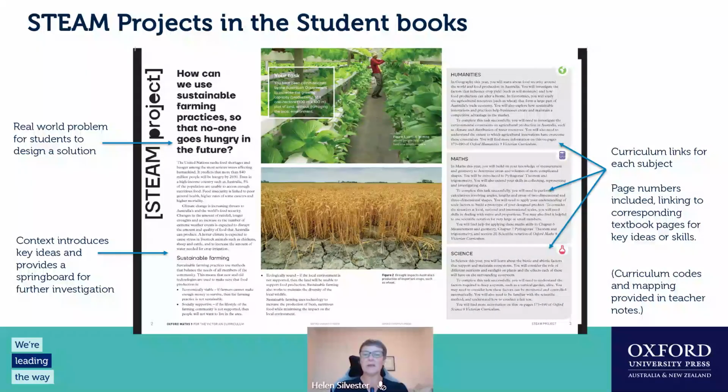So the goal was to make it really easy. Because I work in a STEAM centre where we produce a lot of these sort of programs, and I talk to teachers all the time, they just are not quite sure where to start, where those overlapping curriculum ideas are. So the example I'm going to show you is the real world problem of how can we use sustainable farming practices so that no one goes hungry in the future.